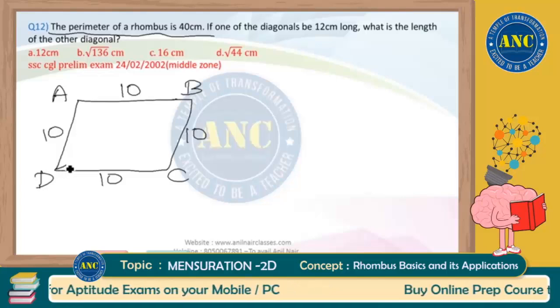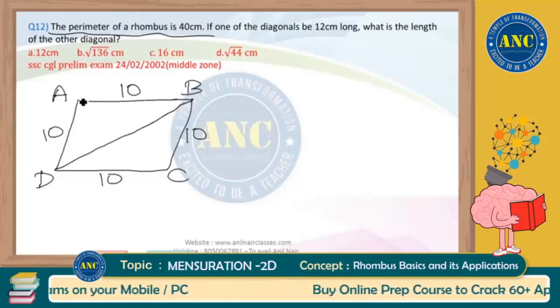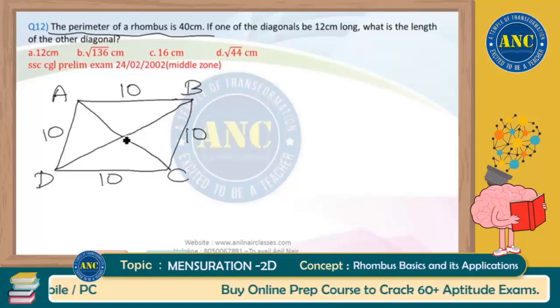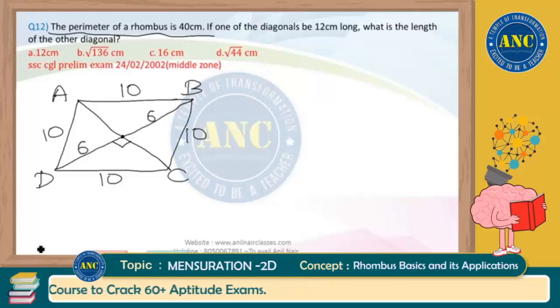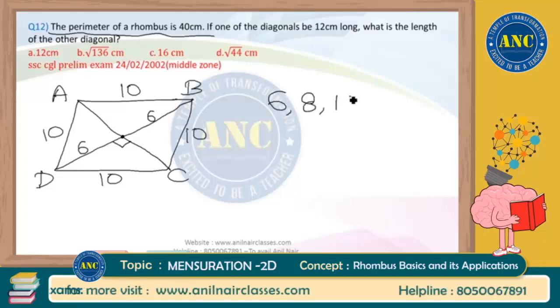One of the diagonals is 12 centimeter long. That means there are two diagonals like this. They will bisect each other and they are perpendicular. One of the diagonals is 12. That means this becomes 6 and 6. Now we also know a beautiful Pythagorean triplet called 6, 8, 10.